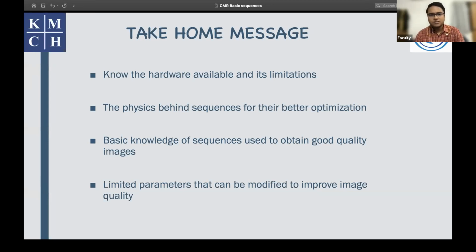So the take-home message from this particular session is: know the hardware that is available with you and its limitations, so that you can effectively use the hardware. Know the physics behind the sequences. Knowing a little bit of physics behind these sequences will be very helpful, especially for better optimization. There are very limited parameters that can be modified in these sequences to improve the image quality, so just try to know these parameters so that you get a better quality image. Physics is not just theory. Knowing a little bit of physics will also help you in getting a lot of good quality images.